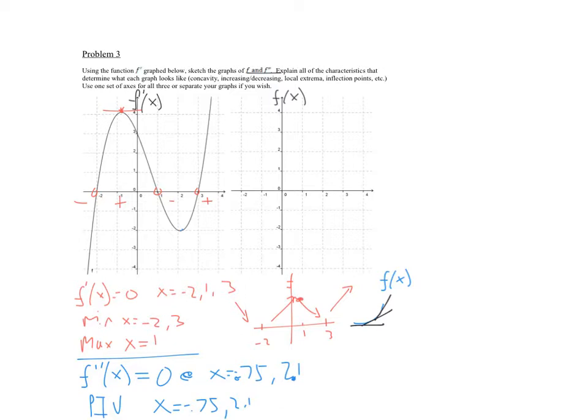Now, we don't know any specific points for f of x. And before we do that, one more thing here. We kind of wrote this, but we didn't formally write it down. We just did the little graph. Increasing and decreasing, we talked about that. Decreasing from negative infinity to negative 2. Increasing from negative 2 to 1. Decreasing from 1 to 3. And increasing from 3 to infinity.